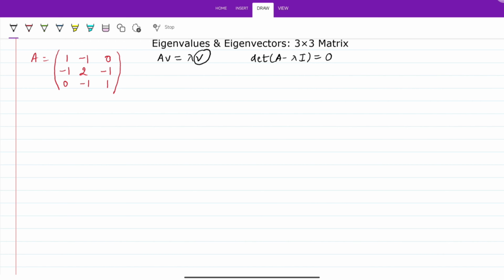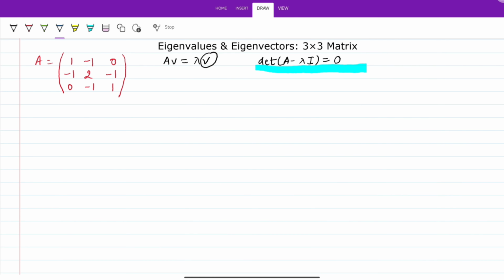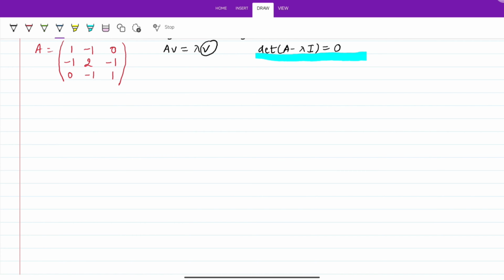Let's take the given 3 by 3 matrix A. We will be finding its eigenvalues and eigenvectors. We begin with the characteristic equation, which is given by determinant of A minus lambda I equal to 0. And this gives us determinant of 1 minus lambda, minus 1, 0, negative 1, 2 minus lambda, negative 1, 0, negative 1, and 1 minus lambda is equal to 0.